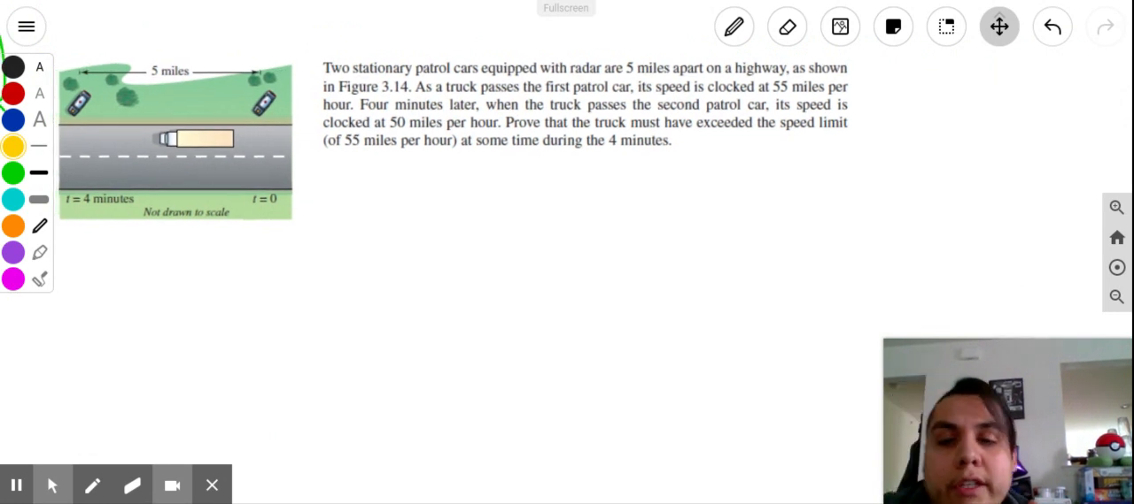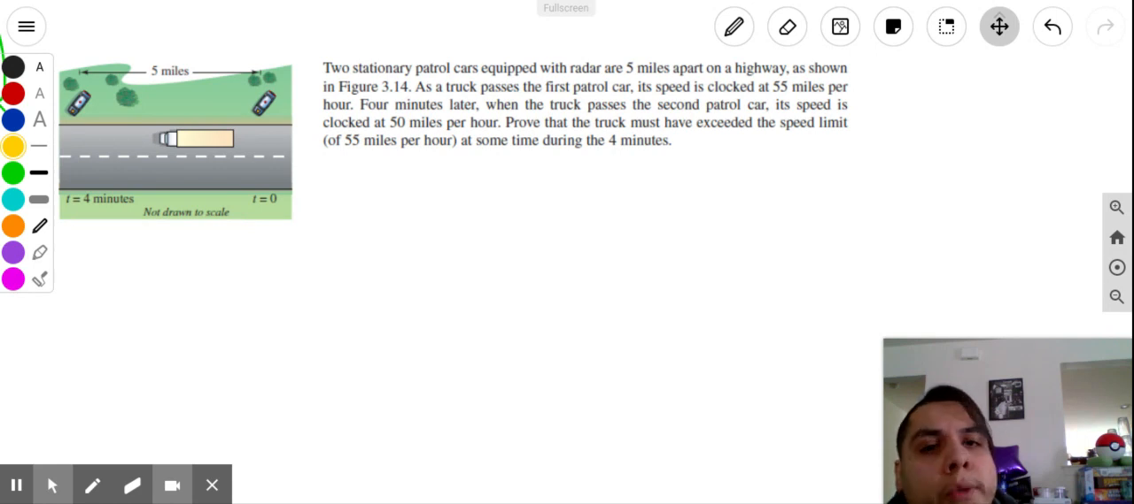So now let's try this one out. Two stationary patrol cars are equipped with radar 5 miles apart on a highway as shown in figure 314. As a truck passes through the first patrol car, its speed is clocked at 55 miles per hour. 4 minutes later, when the truck passes the second patrol car, its speed is clocked at 50 miles per hour. Prove that the truck must have exceeded the speed limit of 55 miles per hour at some point during the 4 minutes. Okay.